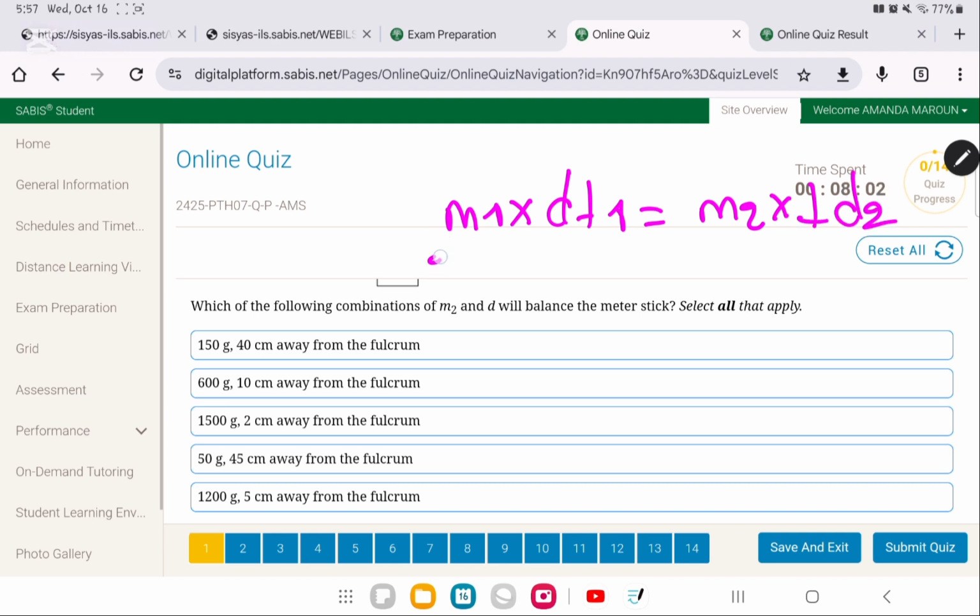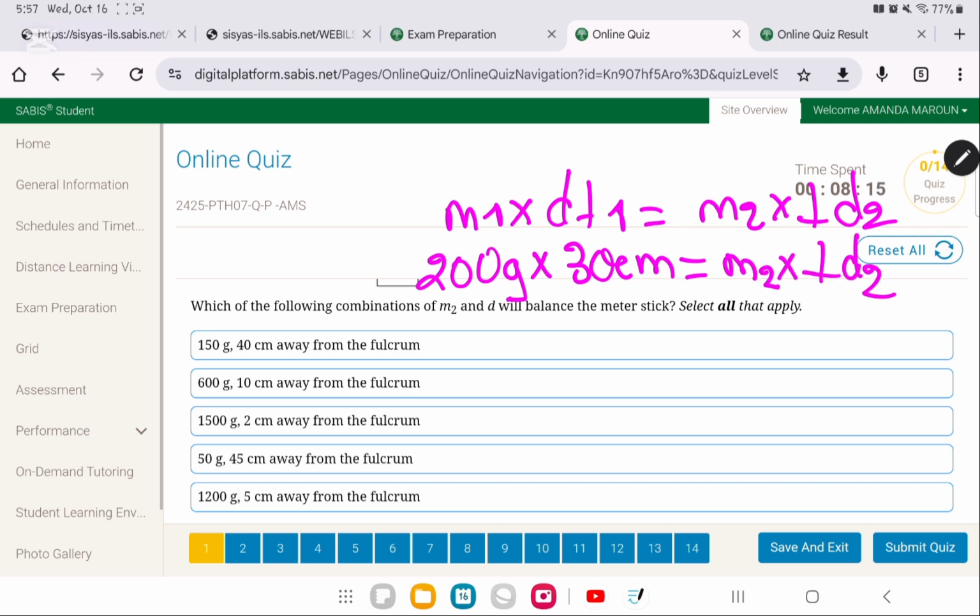Mass 1, we said, was 200 grams multiplied by the perpendicular distance 1, which was 30 centimeters, is going to be equal to mass 2 times the perpendicular distance 2. 200 grams times 30 centimeters is 6,000 grams times centimeter. But there's no need for the unit. So let's say now 200 times 30 is 6,000. So 6,000 has to be equal to mass 2 multiplied by the perpendicular distance 2.